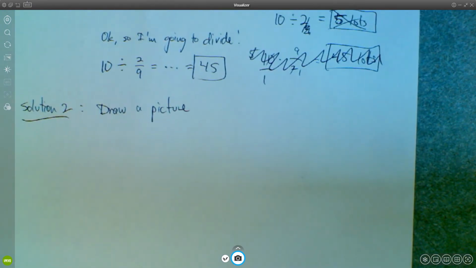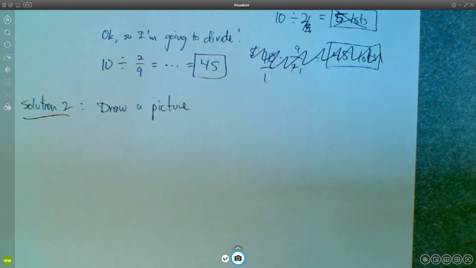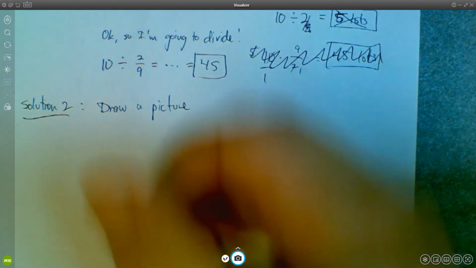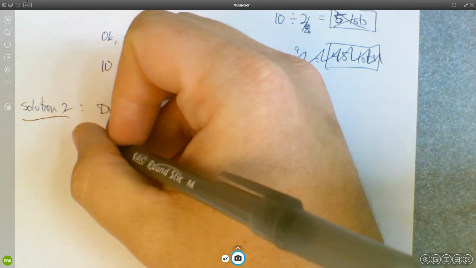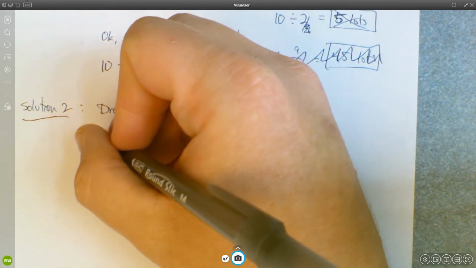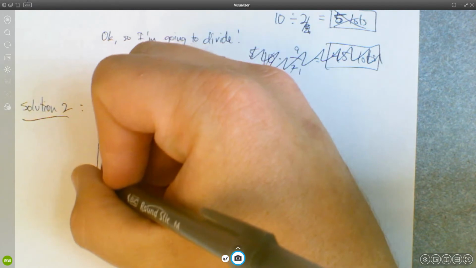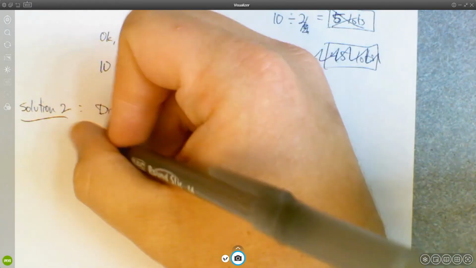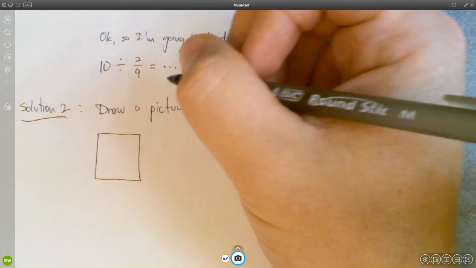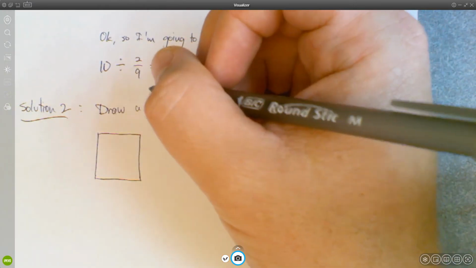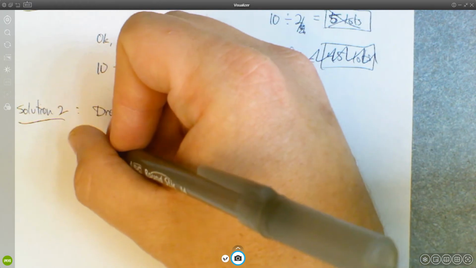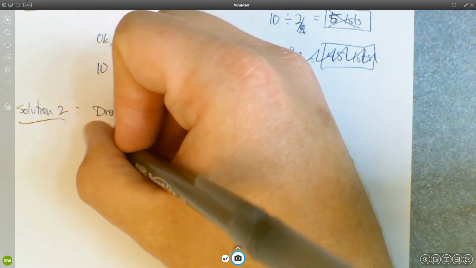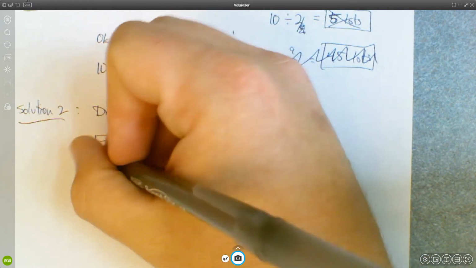So there are 10 acres, and each lot is going to be 2/9 of an acre. So let's say that we've got, if we're just looking at 1 acre, let's say that this square represents 1 acre, and then a lot is going to be 2/9 of that acre. So if I split the acre into 9 parts, ooh, this is going to be tricky.